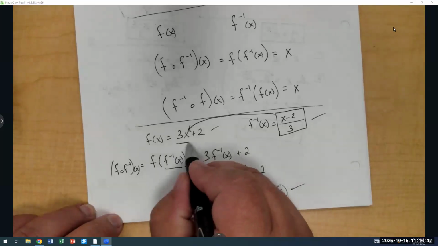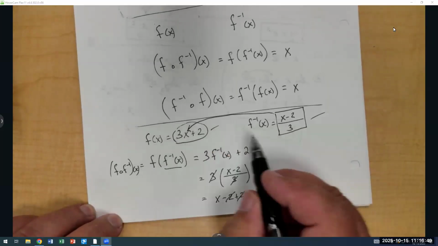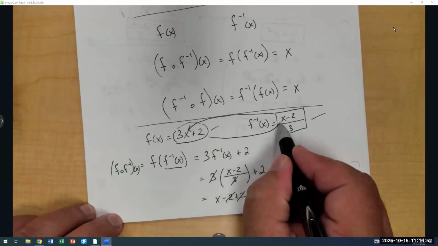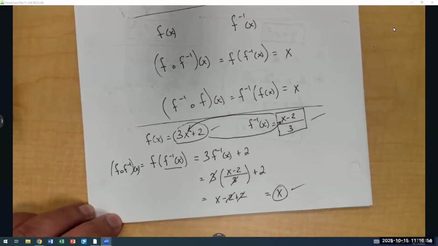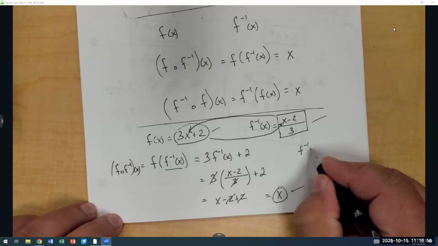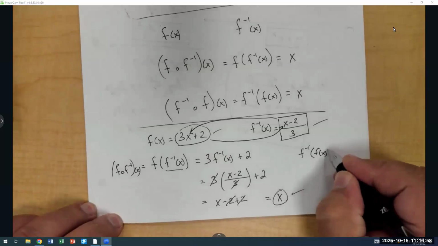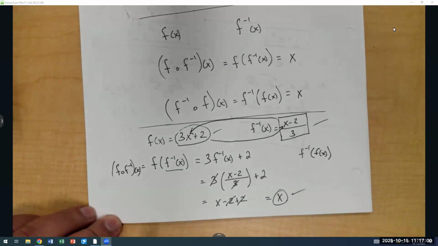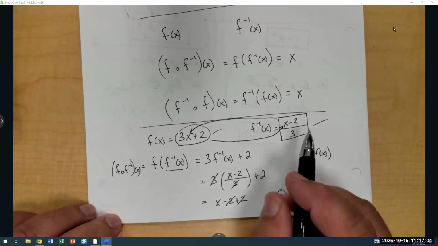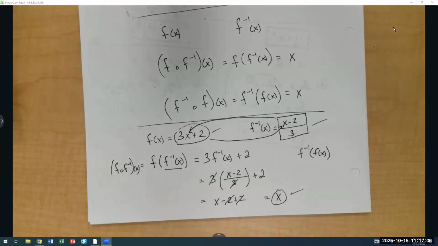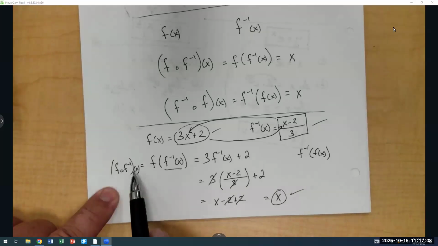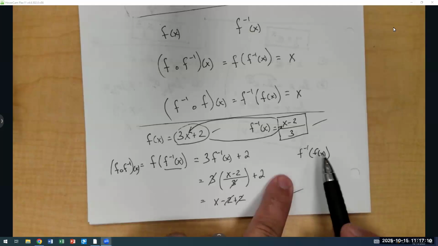And the other way, we would take this function and plug it in place of x in the other one. That is what this would have been done. So is it the inverse of the inverse? No, there's only one inverse. It's just that this is just a test. The composition of f of f inverse or f inverse of f.